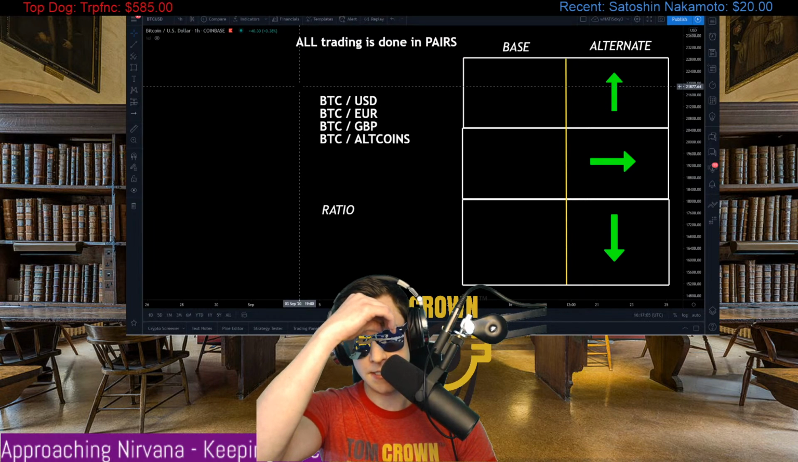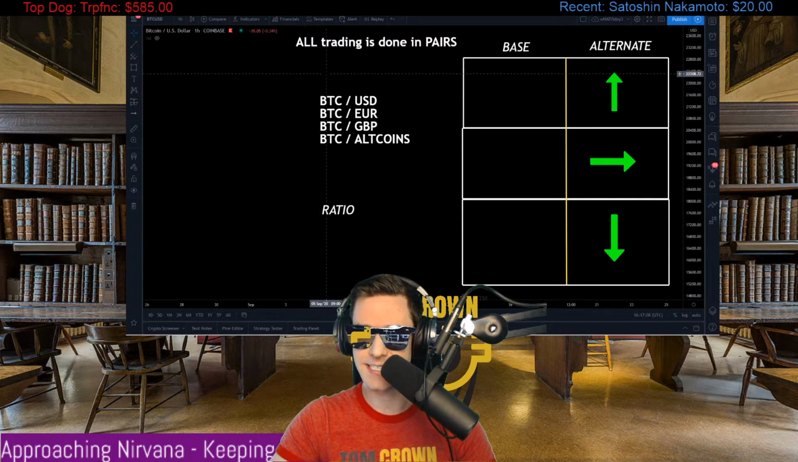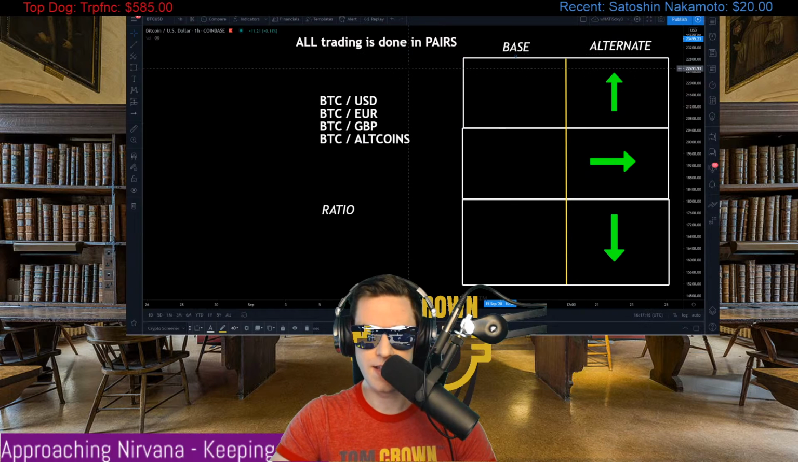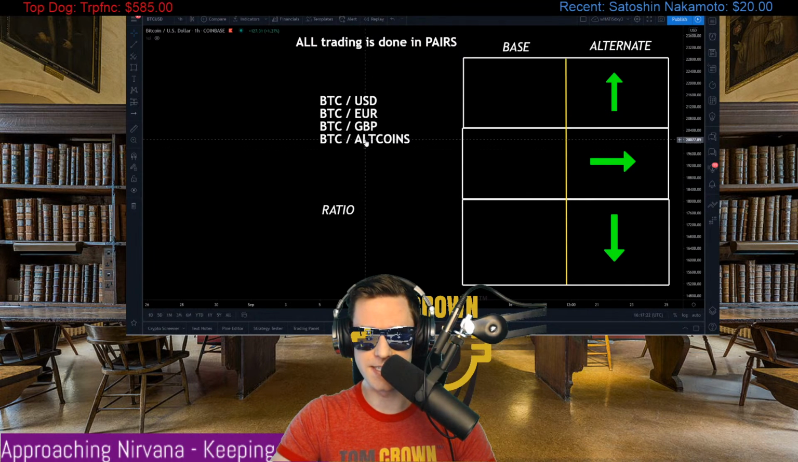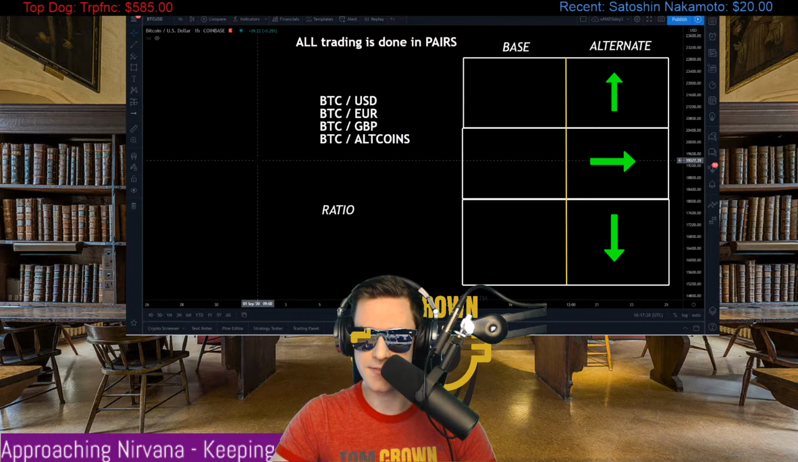All trading is done in pairs. So trading is exchanging one asset for another. And in every trade, there is what is called a base. For this example, I'll use Bitcoin and then an alternative. When you see Bitcoin dollar or Bitcoin euro or Bitcoin altcoin, what it is is a ratio between the two assets.